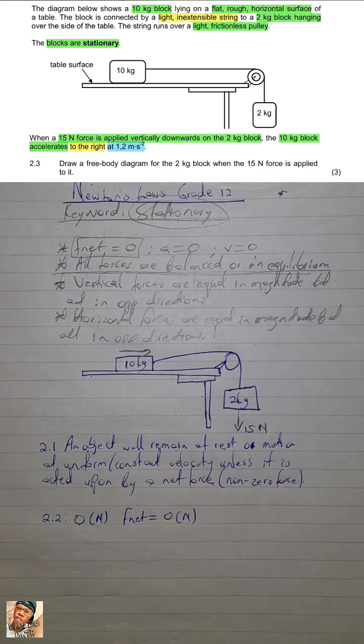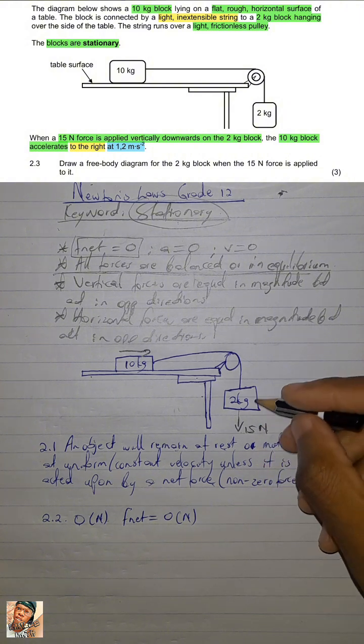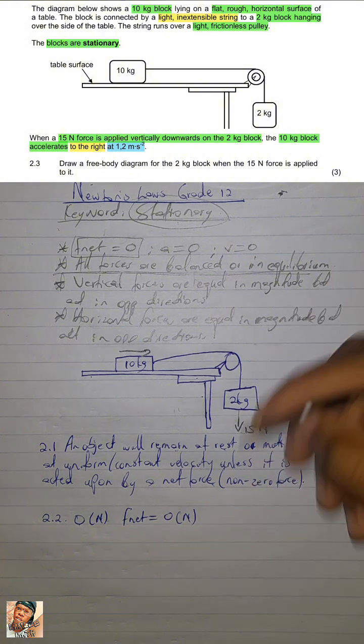Why is that the case? It is because according to Newton's second law, when a net force is applied to an object, the object will accelerate in the direction of the net force at an acceleration that is directly proportional to the net force but inversely proportional to the mass of the object. So when we apply a downward force, we're going to have a net force acting downwards on the 2 kg block.